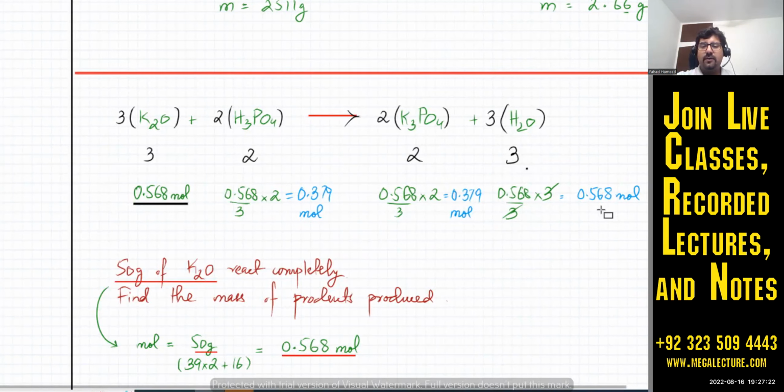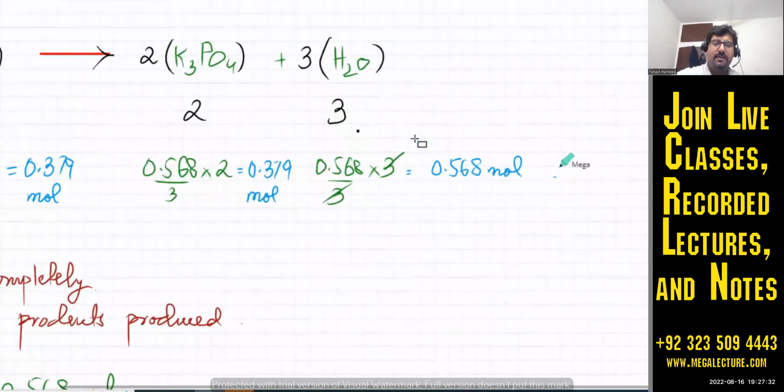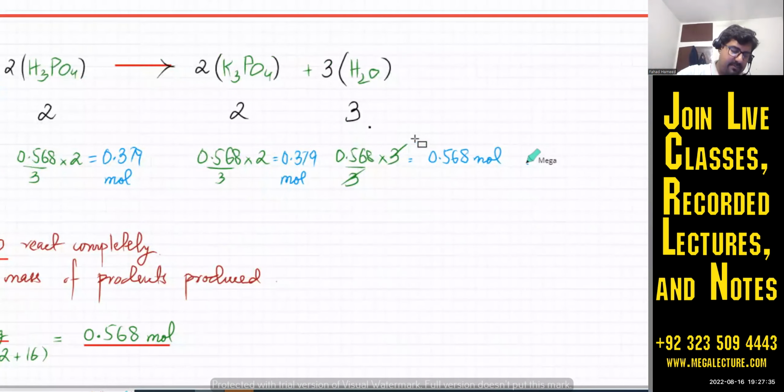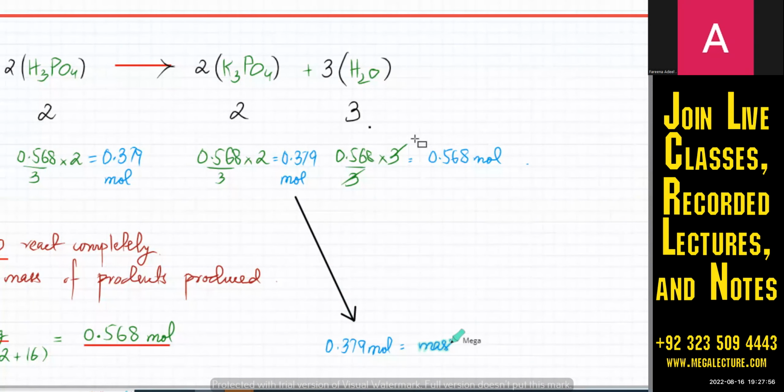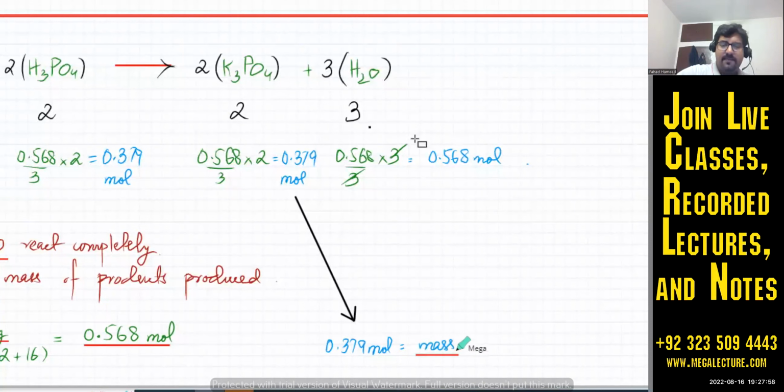Now, what did the question want? The question wanted you to calculate the mass of the products. I know I've got 0.379 moles of potassium phosphate, and I'm specifically asked to calculate the mass. So how do I calculate mass? I'm going to use the same formula. I know the moles, 0.379. I don't know the mass. So moles is mass divided by MR.